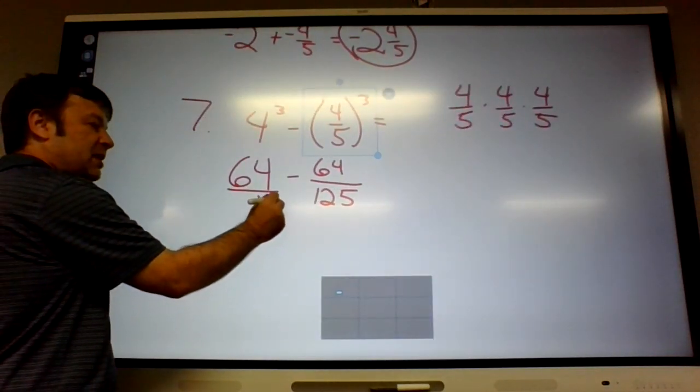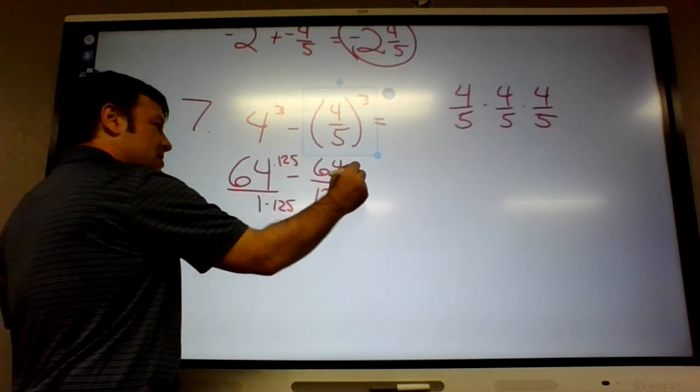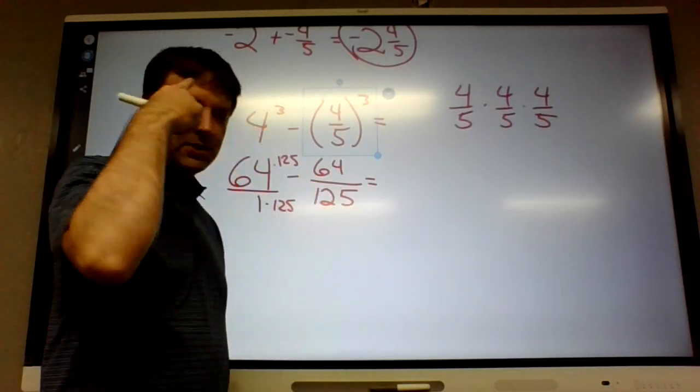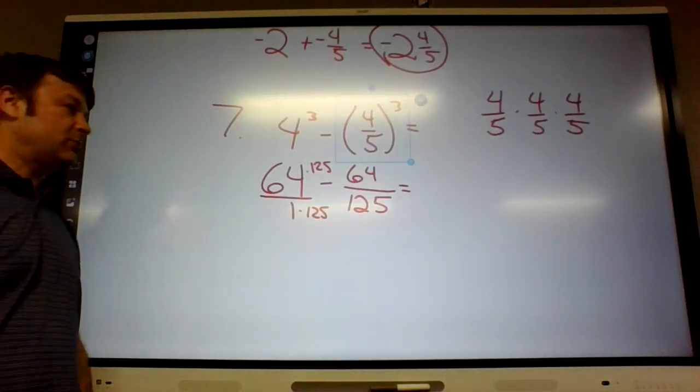Now if I was doing this by hand, I'd have to do that over 1 and need a common denominator, so I'd have to multiply by 125. I'm just gonna do this in my head real quick. Brain, 63 and 61/125.